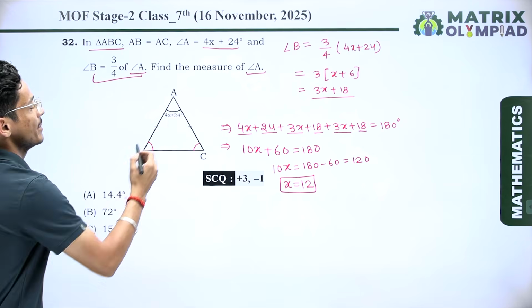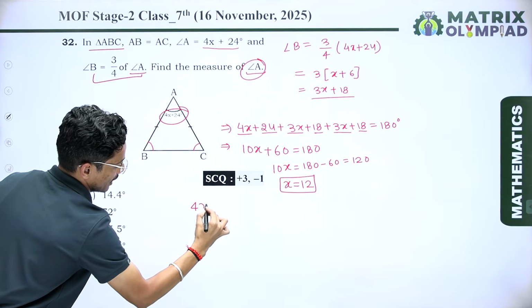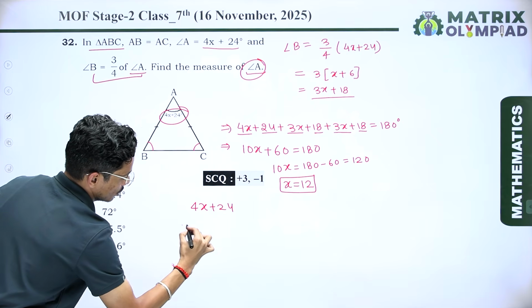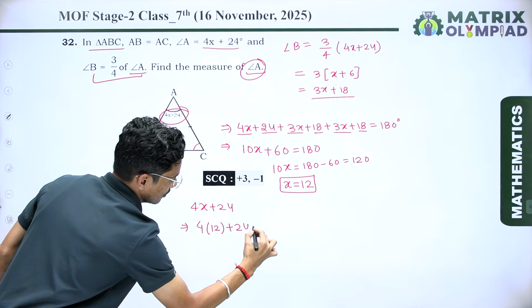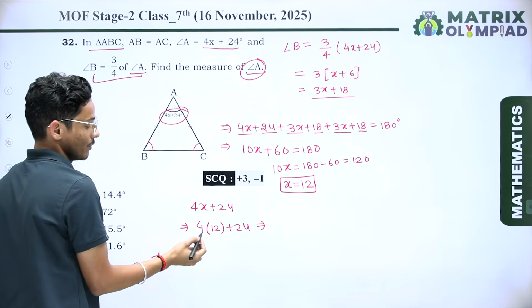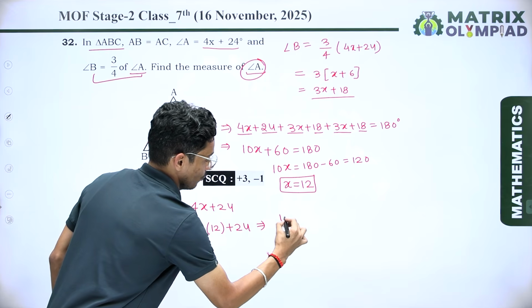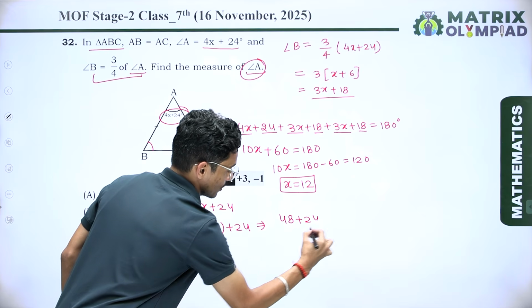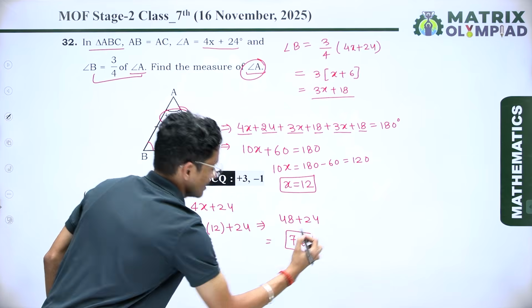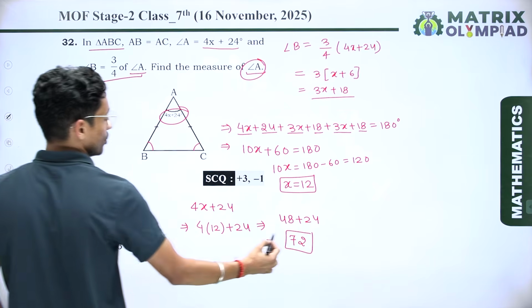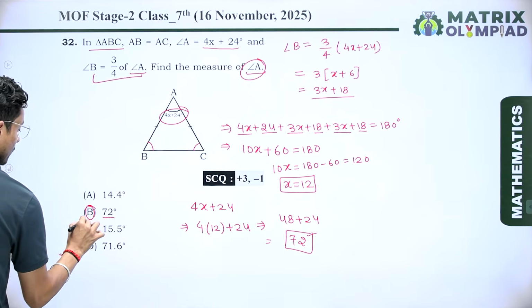Now we have to find the measure of angle A, and we know angle A is equal to 4x plus 24. So I can write 4 bracket 12 plus 24. So 12 ones are 12, 12 twos are 24, 12 threes are 36, and 12 fours are 48. So 48 plus 24, 8 plus 4 is 12, carry 1, 72. Right? So the measure of angle A is equal to 72 degrees. It means option B is the correct answer.